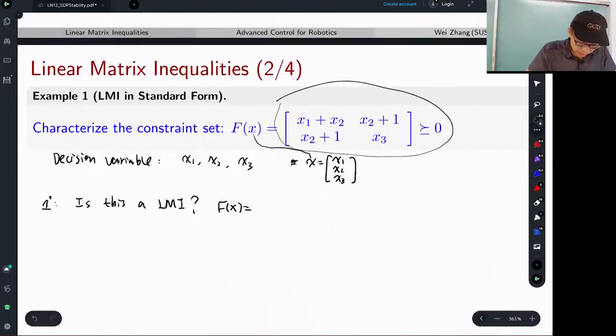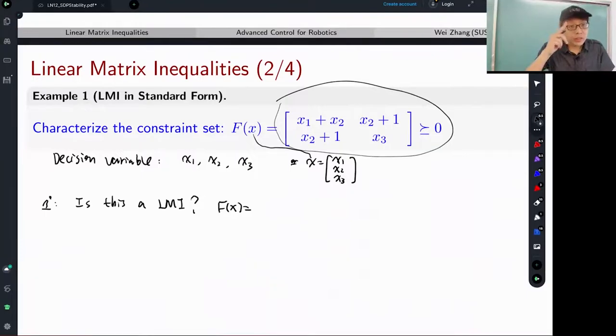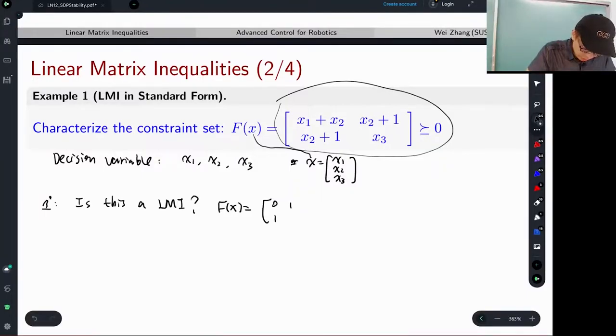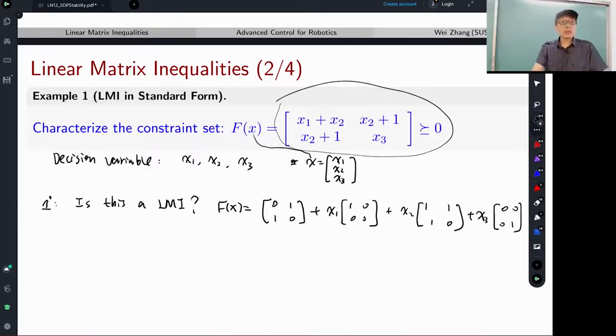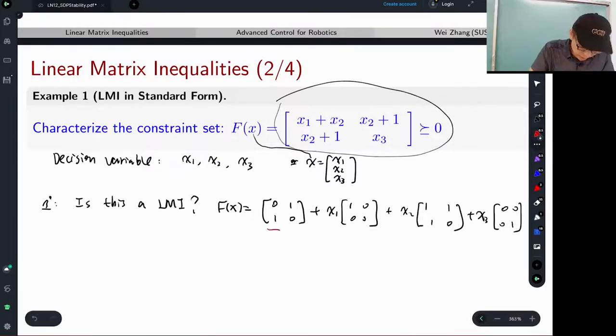One zero. Okay, yeah, that's true. Let's do the zero order term first: 0, 1, 1, 0, okay? Plus x1 times 1, 0, 0, 0, plus x2 times 1, 1, 1, 0. Excellent. How can you do this? By inspection, right? So this will be our f0. This is our f1, f2, and f3.